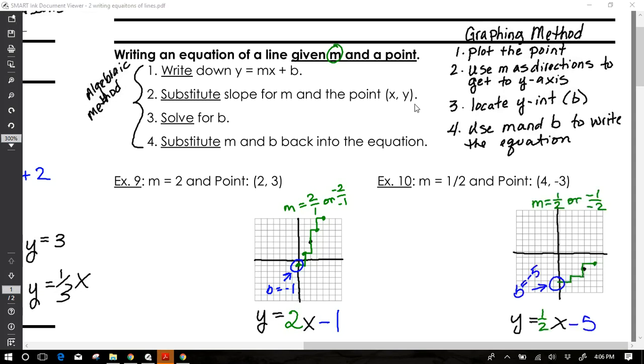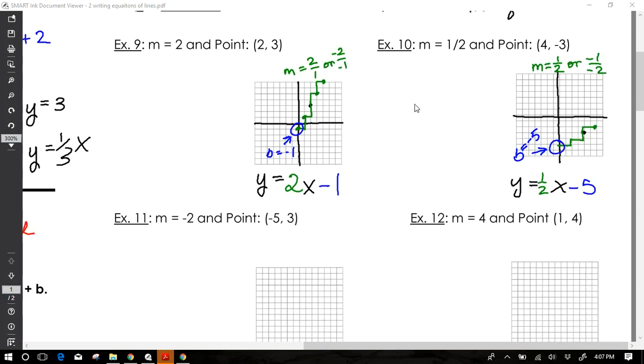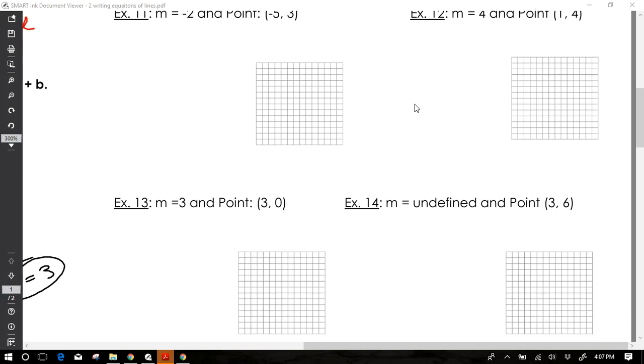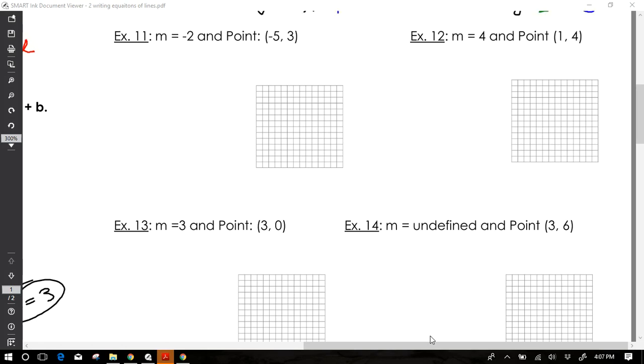All right, so I have done example number 10, the graphing method, and I have successfully written the equation of my line just doing the graphing method. Here's what I'd like for you to do. I would like for you to go ahead and practice 11, 12, 13, and 14, all doing the graphing method. All right, and then pause the video while you're working on these, and then come back in a few minutes and let's talk about them together and check our answers.